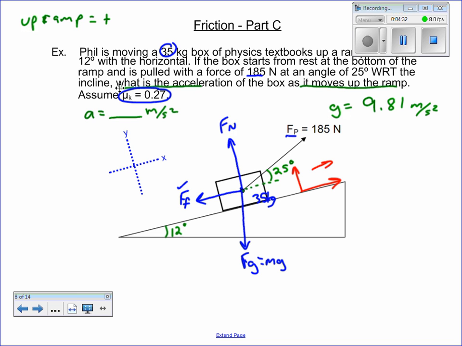So basically what we're going to do is we're going to take this axis and we're going to turn it so that up and down the ramp is our x-axis and perpendicular to the ramp is our y-axis. So that means our normal force is completely in the y-axis, our friction force is completely in the x-axis, and our movement is going to be completely in the x-axis. So we've shifted our frame of reference to make this a little bit easier for us. The problem, of course, is we have two other forces, Fp and Fg, that are not in that plane. So that's two inclined forces acting on this problem.